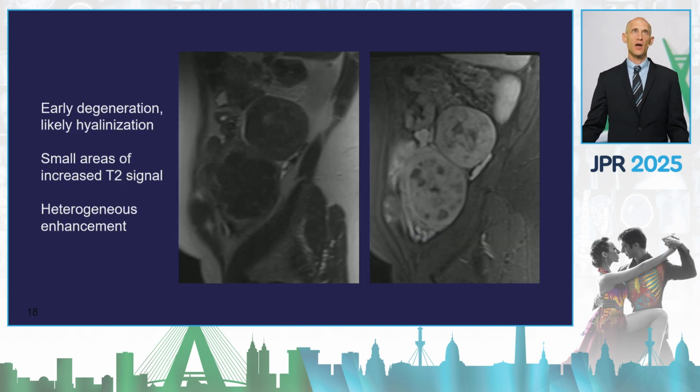So here's an imaging example where we see early degeneration. It's likely hyalinization. Notice that we have well-defined, predominantly T2 dark masses within the uterus that show enhancement. Notice that there are small areas of hypoenhancement and high T2 signal intensity. That's that early sign of degeneration. This can result in some degree of heterogeneous enhancement. The fact that most of the mass is T2 dark and sharply marginated are reassuring features.